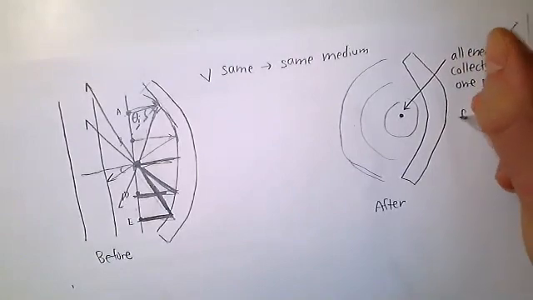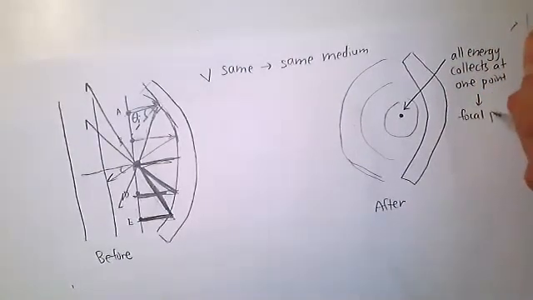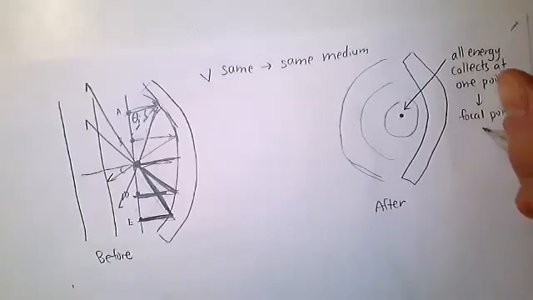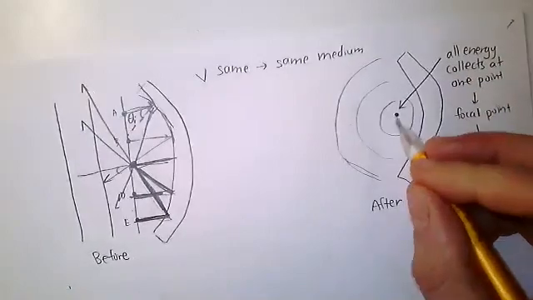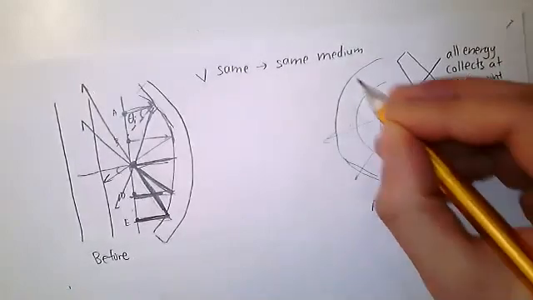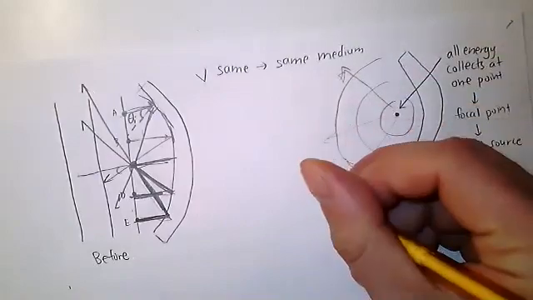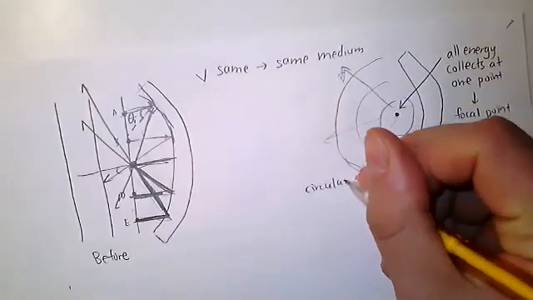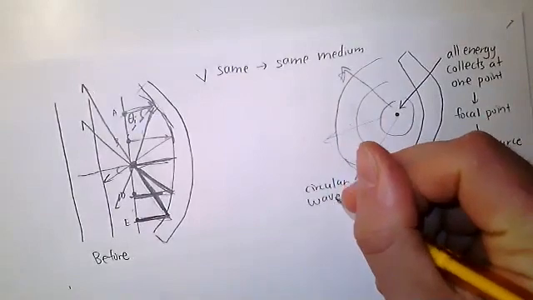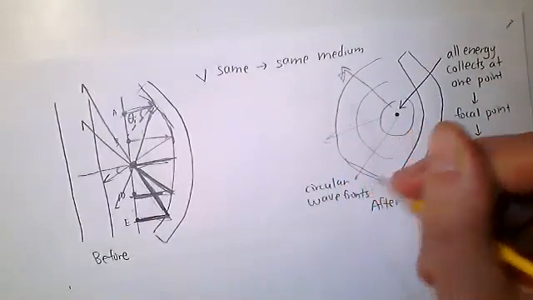And that is the focal point of our parabolic barrier, and that acts as a point source. And we propagate outward as circular wavefronts.